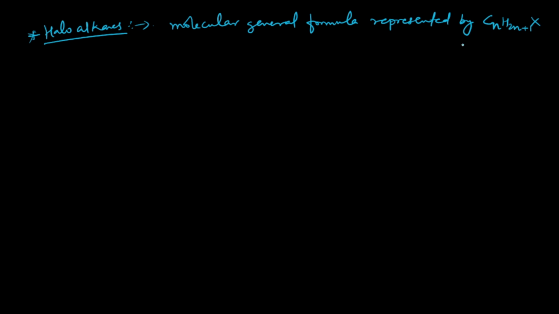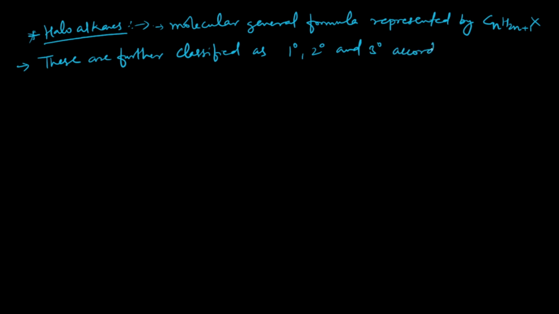This is the second point. These are further classified as primary, secondary and tertiary, according to the nature of the carbon to which the halogen is attached.